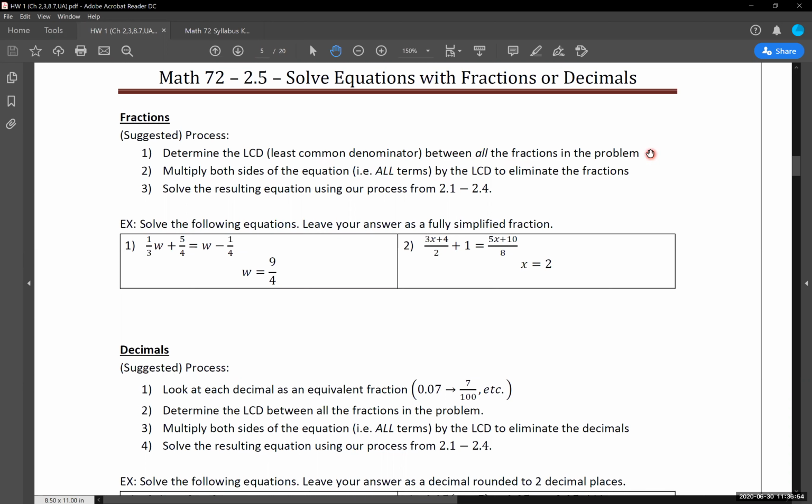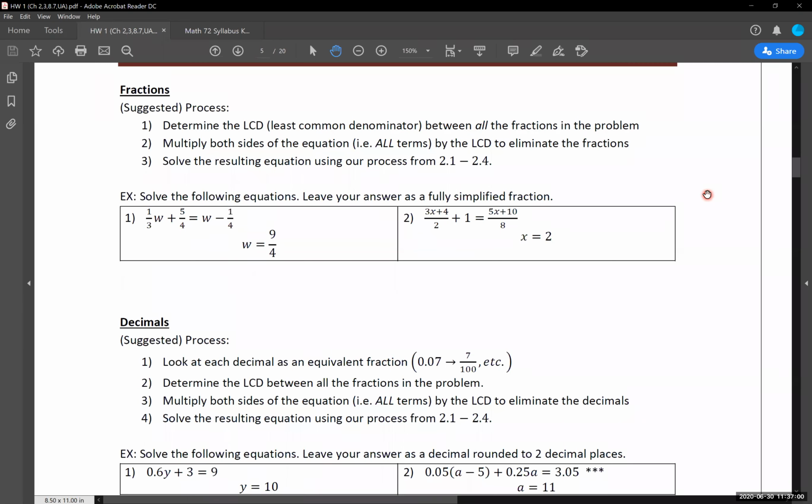You absolutely must do this. You must take into account every single fraction that shows up. If you don't do that, you are going to get wrong answers, or at least you have the possibility of getting wrong answers, and we don't want that.